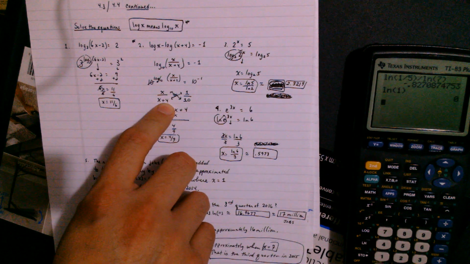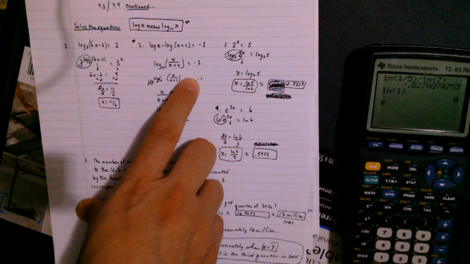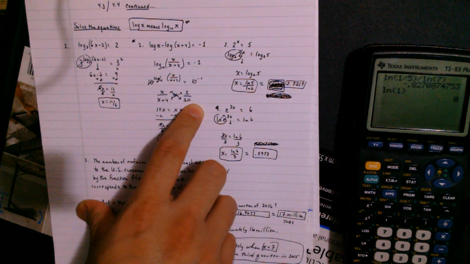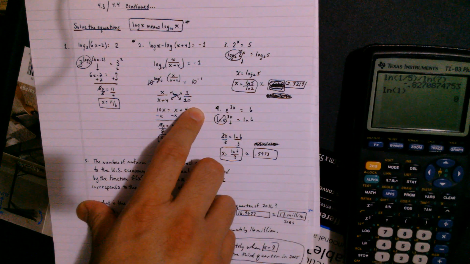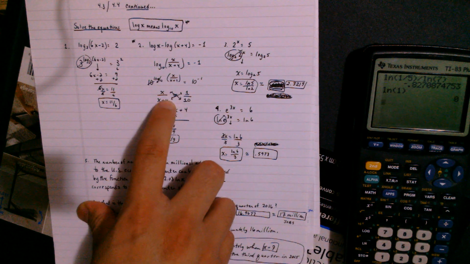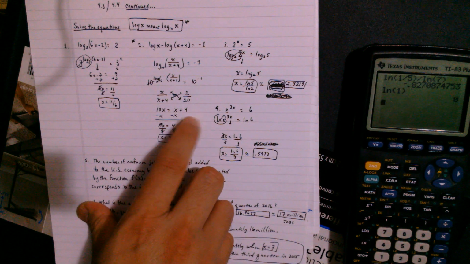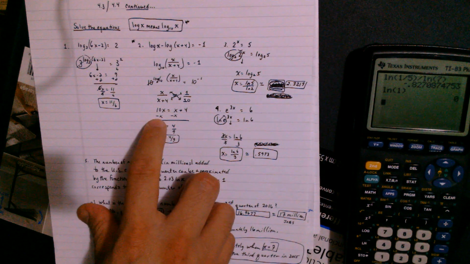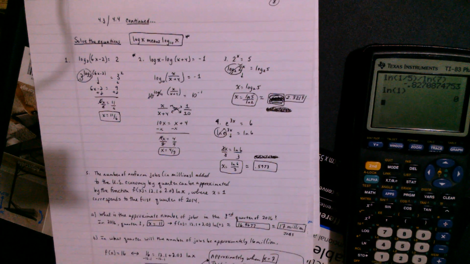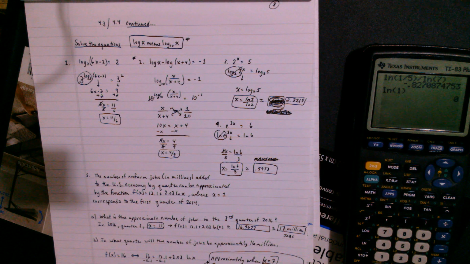So you have x over x plus 4. Any number to the negative 1 power means the reciprocal of it. So this is 1 over 10. So you crisscross them: 10x equals x plus 4. Subtract x from both sides. 9x equals 4. And then divide both sides by 9. So you get 4/9.